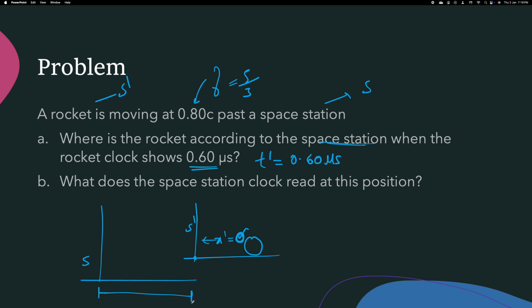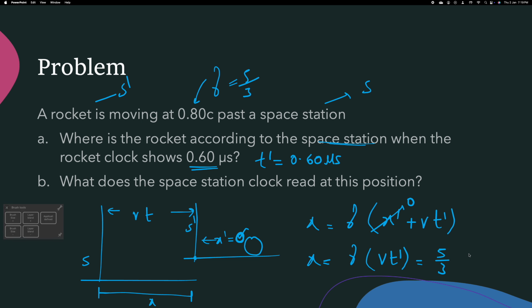What will be x? x is basically the distance the rocket has traveled, which is speed times time. The question is, where is the rocket according to the space station when the rocket clock shows 0.60 microseconds? You have to find the value of x. What is the formula for x? x equals gamma times (x prime plus vt prime). As you know, x prime is zero, so x will be gamma times vt prime.